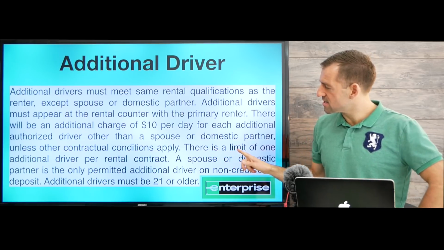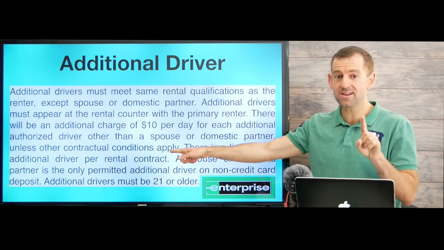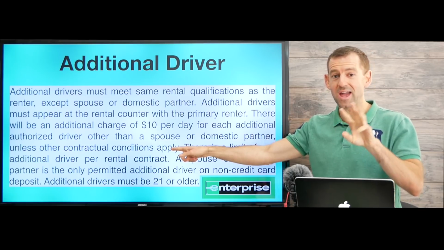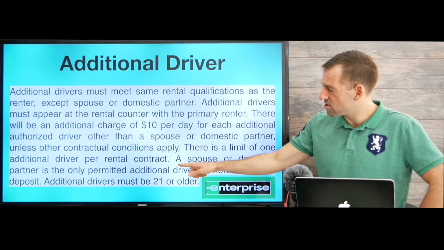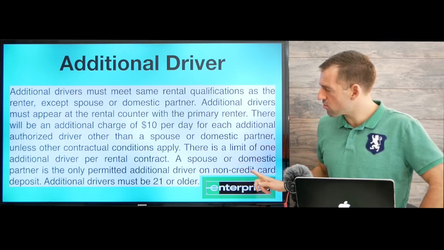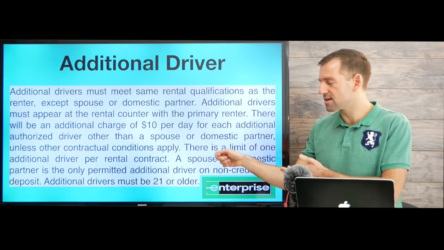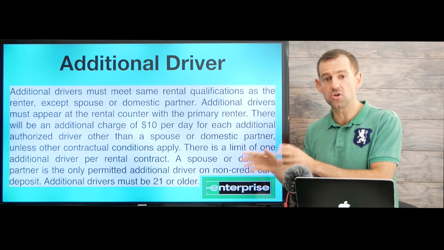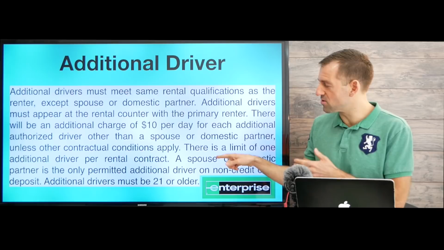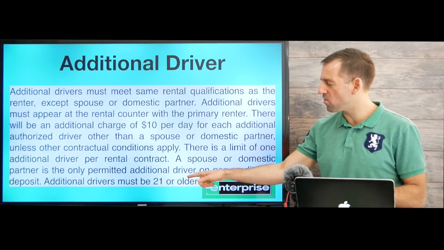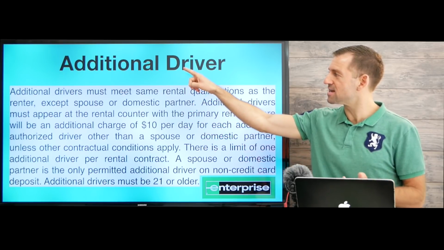All right? There is a limit of one additional driver per rental contract. Okay, so you can only have one other driver. You and the other, you can't have 3 or 4 drivers for this car. So a spouse or domestic partner is the only permitted additional driver on non-credit card deposit. So if you've paid your deposit with some other form of payment, not a credit card, okay, then the only other driver can be your husband or wife. Additional drivers must be 21 or older. Okay, so there's one of our options that we can choose to have an additional driver.